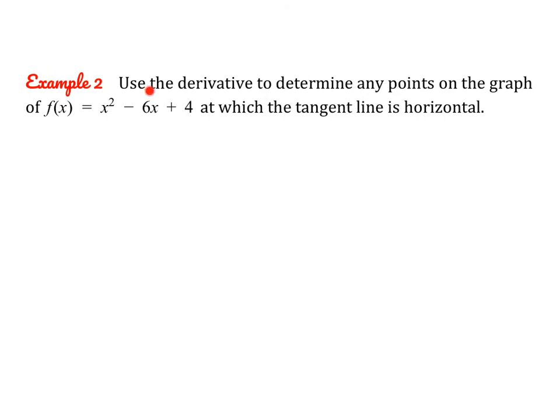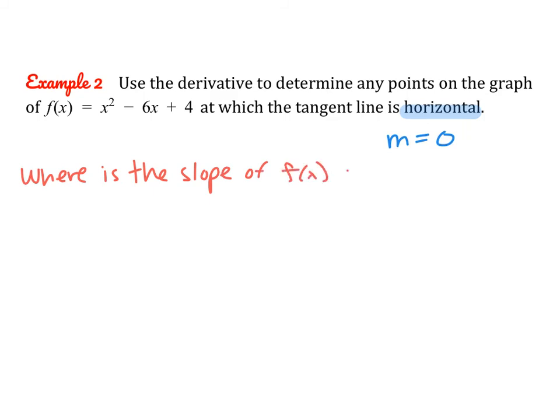All right, so now we're going to use the derivative to determine any points on our graph, this f of x, at which the tangent line is horizontal. So I want to know what we know about horizontal lines. And what we know is that horizontal lines have a slope that is 0. So I'm essentially wondering, where is the slope of f of x 0? Because that's where the slope of the tangent line is 0, which is where it's horizontal. So that's another way of saying, where is f prime of x, our derivative, 0, because the derivative is the slope of the original function.